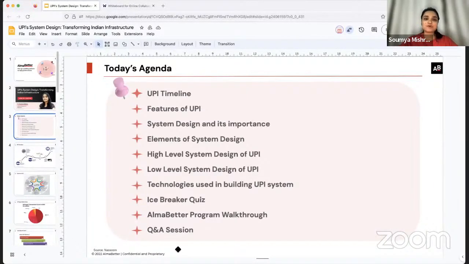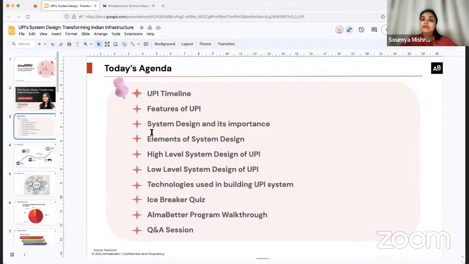All right, this is the agenda of what we will be covering in today's class. First, we are going to talk about UPI timelines. Actually, even before that, we'll talk a little bit about UPI, okay? Then we'll talk about UPI timelines, how UPI came into existence, how it has evolved. Then we'll talk about features of UPI. I'm sure all of you already know a lot about it, but we'll just discuss it. Then we'll talk about system design and its importance, okay? This will not be specific to UPI system design. This is a generic thing about system design, all right? It can be extended to any system design that you would be doing.